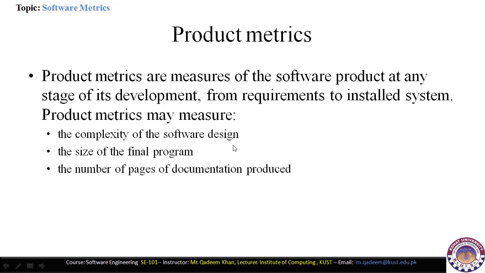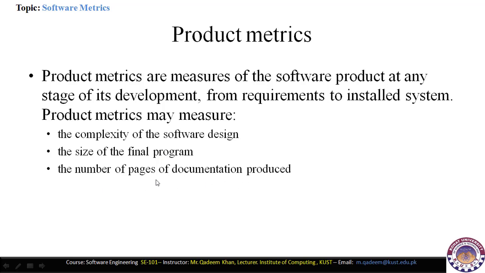So how complex is the software? Complexity of software design can be measured through cyclomatic complexity, which is a topic in software testing. Basically these are different formulas, but complexity here means how complicated the software is by its functionality, its code and design. And the size of the final program: when the program is delivered, what will be its size? The size of the final program means the final project which will be delivered to the customers, and the size of the project at that time, and the number of pages of documentation produced.